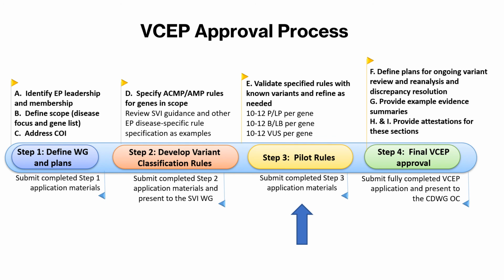After completing the pilot, the VCEP sends their pilot results and final refined specifications to the CDWG Oversight Committee for review. Please note that if any ACMG or AMP specifications have been changed, they will need re-review by the SVI VCEP Review Committee. Once they are approved, it's time to move on to Step 4 and final VCEP approval.